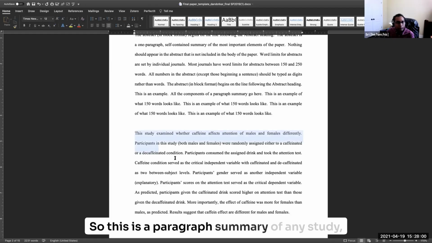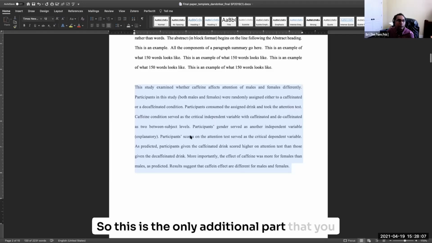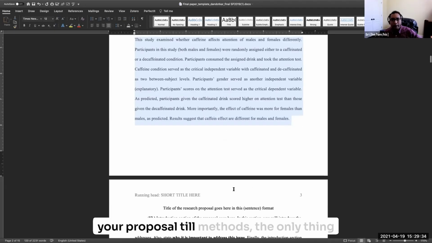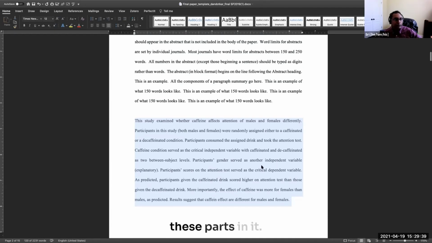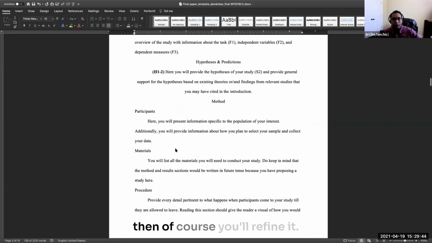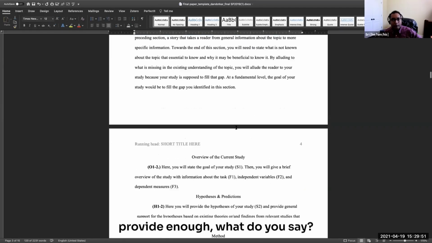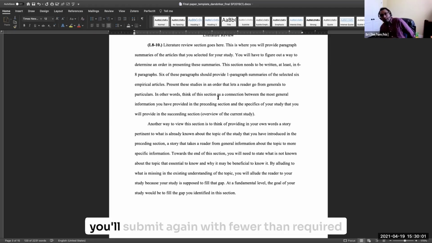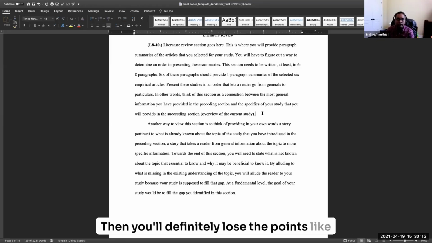So this is a paragraph summary of any study, right? So also your study. So this is the only additional part that you add to the proposal till methods. The only thing that is missing is this abstract, which has these parts in it. Okay. Then, of course, you'll refine it. There were some submissions that did not provide enough paragraph summaries. So you lost their points right away. So if you submit it again with fewer than the required paragraph summaries, meaning articles, right? Then you'll definitely lose the points like you did last time.